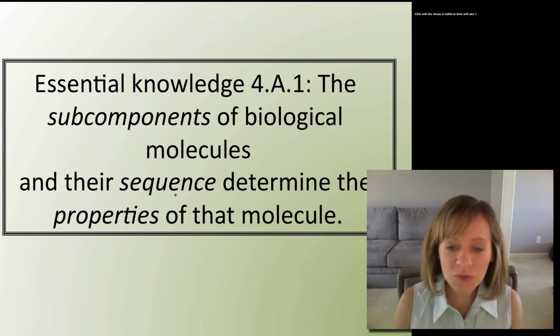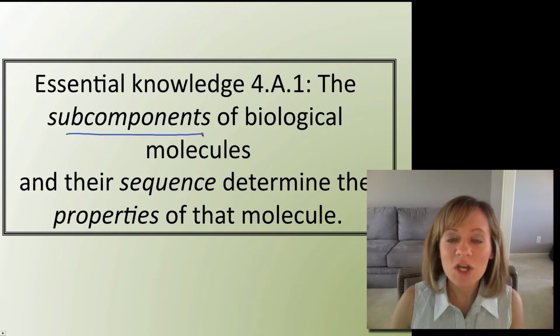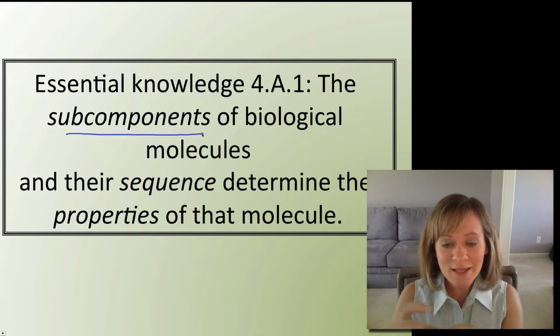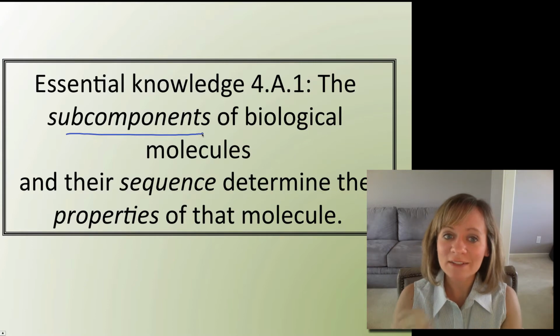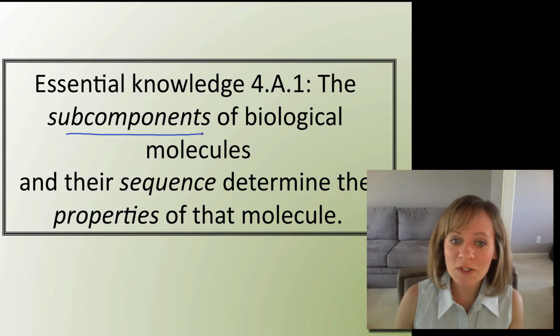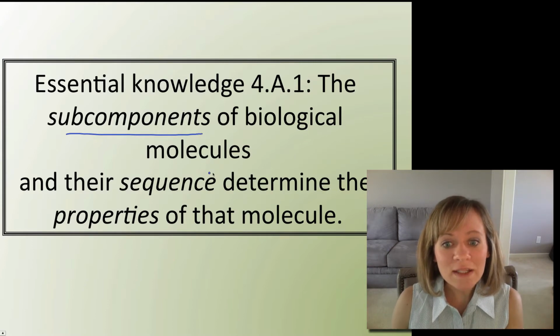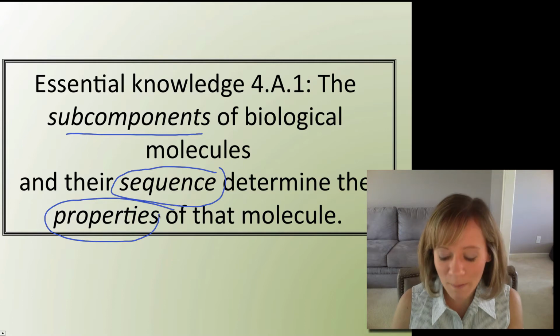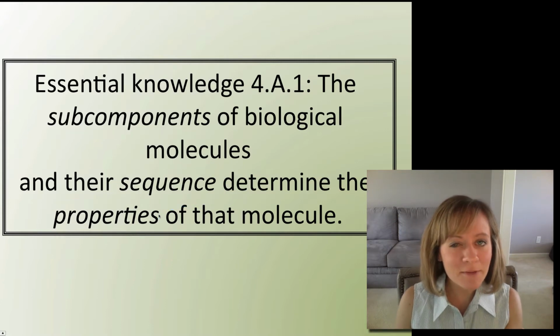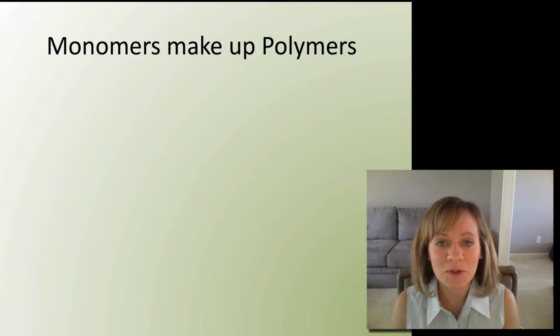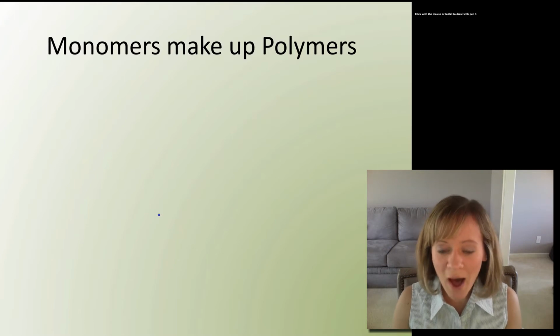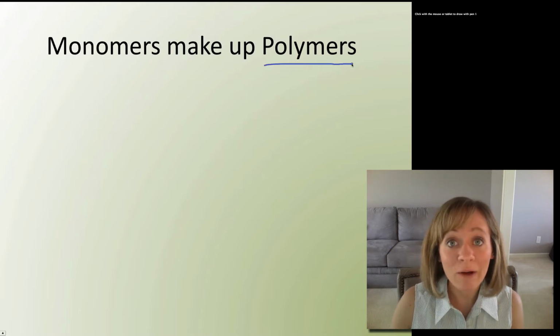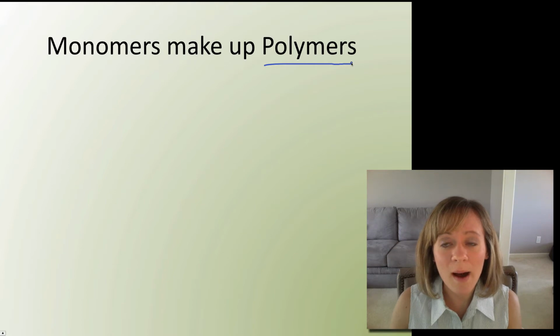We're first going to look at the subcomponents, because when we think of a macromolecule, it's a big molecule, right? But it's made of little tiny things, and we call these subcomponents monomers. We have to look at the monomers, and their sequence is important, and that is going to determine the property of that overall molecule. Hopefully you remember some of this from biology your freshman or sophomore year. A polymer is simply another name for macromolecule. It's just a large molecule.